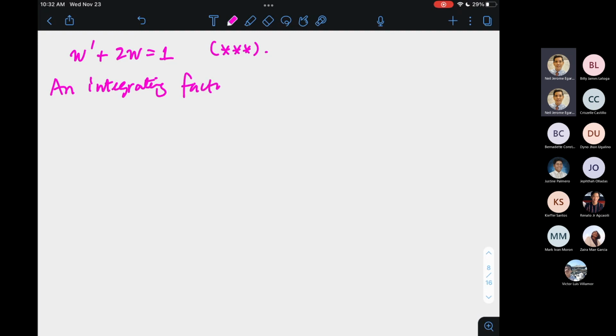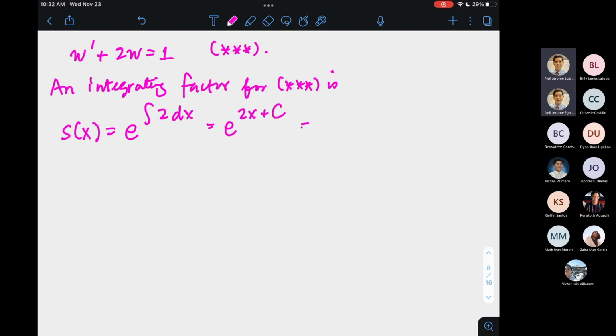An integrating factor for triple star is S of x equals e to the integral of yung formula natin sa integrating factor from chapter 1. Dapat muna ito ay 1 yung coefficient. Alright? Tapos, this guy, ang i-integrate ko, exponent ko siya kay e. So we'll have 2 dx over here. And this is e to the 2x plus c. And then we choose c equals 0. So it will be e to the 2x when c is taken to be 0.